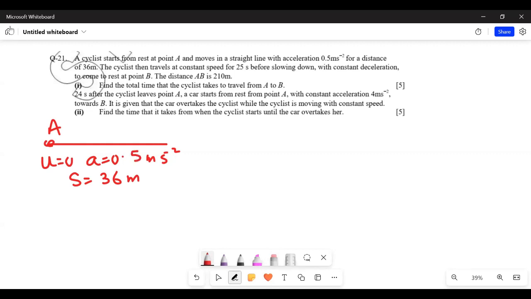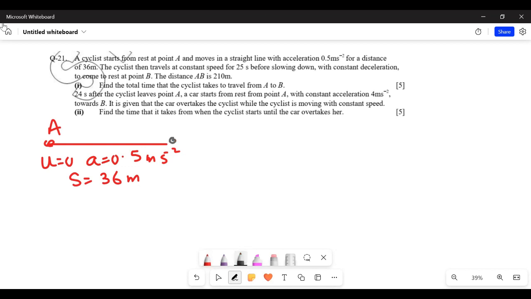So we know a lot for the first part of the journey. U pata hai, A pata hai, S pata hai. So you should be able to find T if needed, and you should be able to find V if needed. Okay. For a distance of 36 meters, the cyclist then travels at a constant speed for 25 seconds.